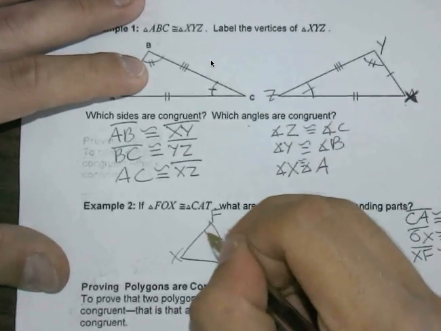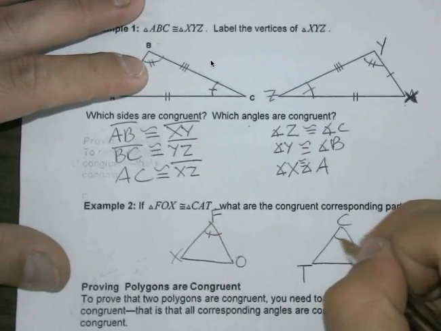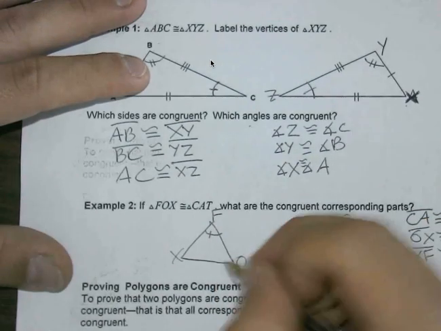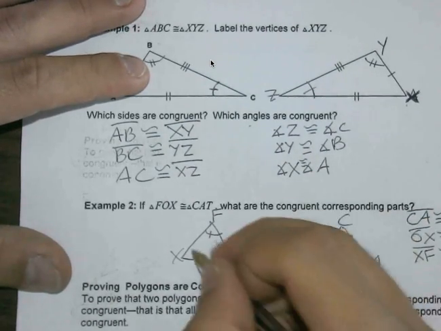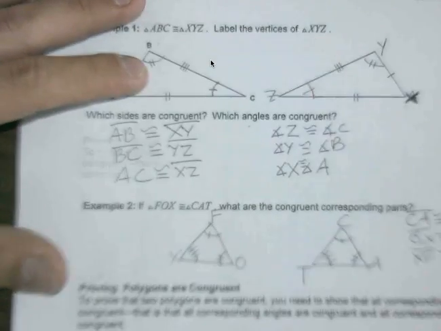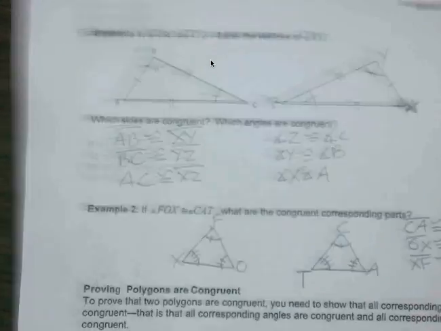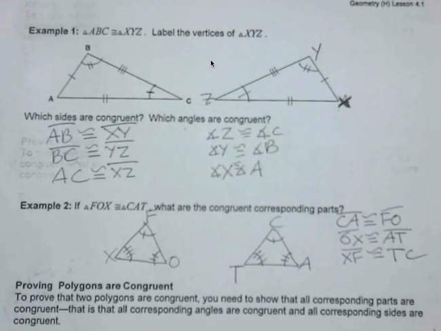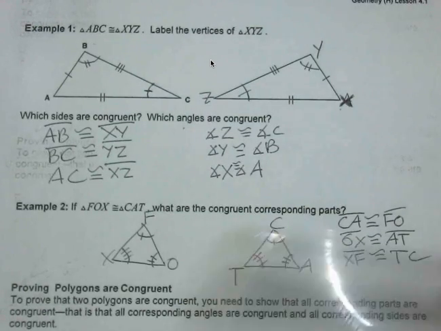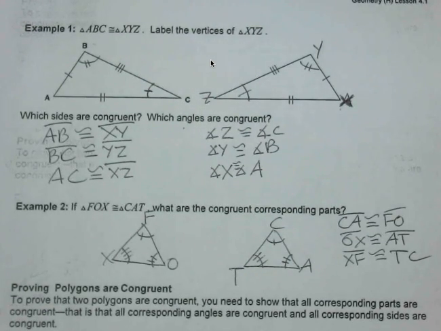With angles, I'll just go ahead and mark this up. So angle F is congruent to angle C. Angle A is congruent to angle O. Angle X is congruent to angle T. There you go. So we see that based off of this, the side lengths from triangle FOX have a corresponding segment on the other triangle CAT where they're congruent. We also see the same thing with angles.